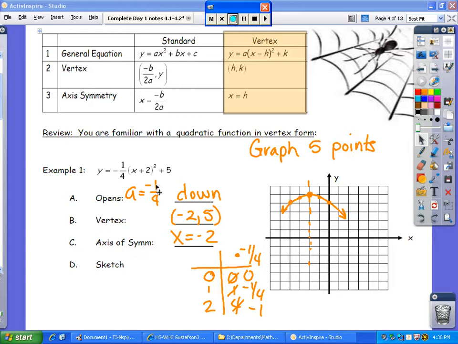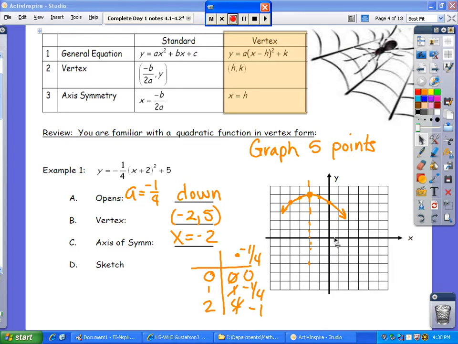To find the vertex, you need your h and your k. So h is -2 and k is 5. Now the axis of symmetry is always going to be x equals the x value of the vertex. So in this case, -2.